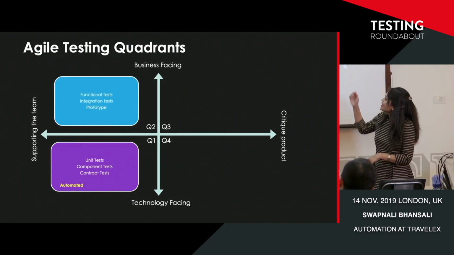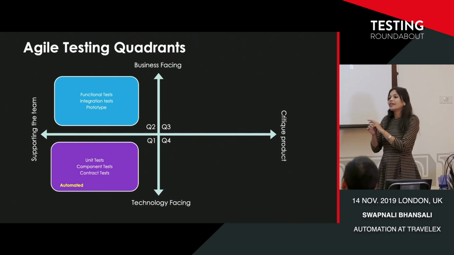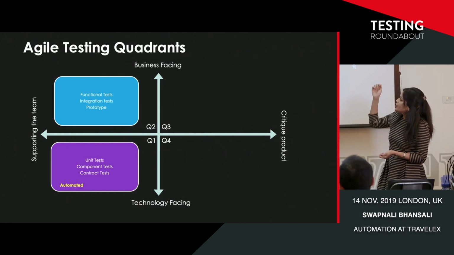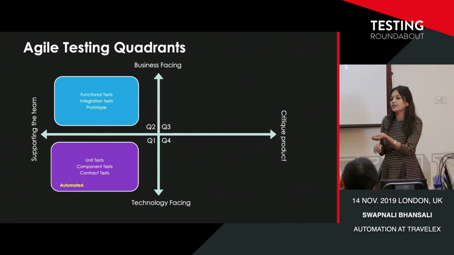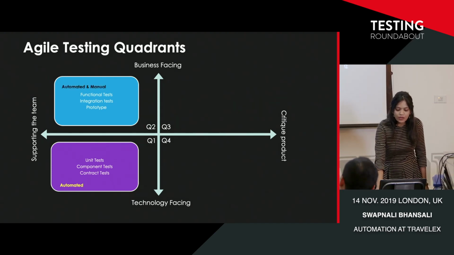The next one is the functional testing, integration testing, and prototype testing. This is what I call feature level testing. So you have enough business knowledge to run these tests, and behavior driven test management tools like Cucumber work best in these cases. So these could be automated or manual.